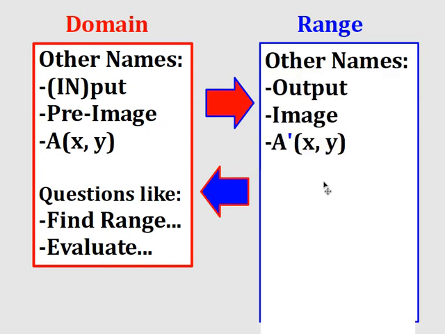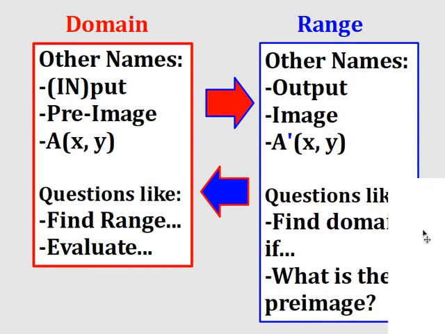Our range has other names as well. We have the output, the image, basically what we end up with after we take our pre-image and change some things, we get our image, A prime, X Y. So the range, I can always tell a range point if it has the prime, or even double prime in some cases if we did multiple different transformations.